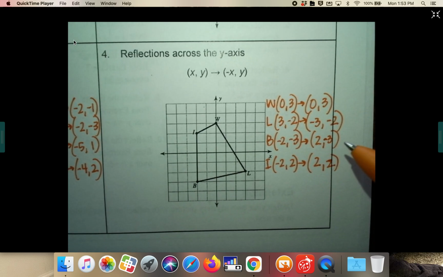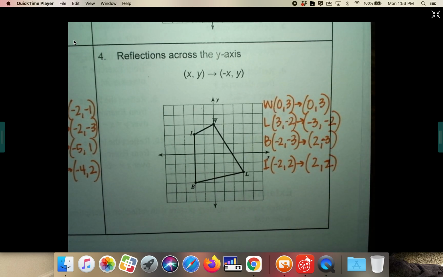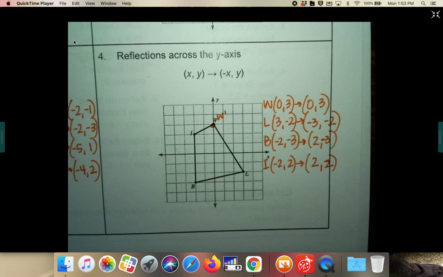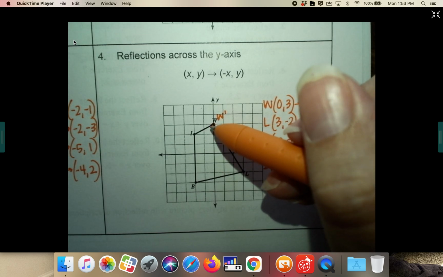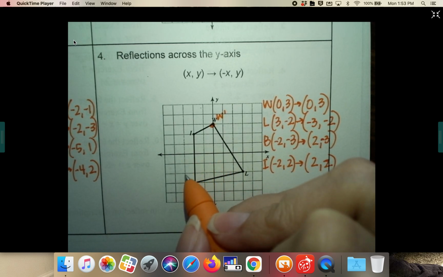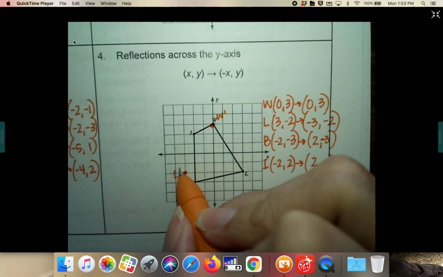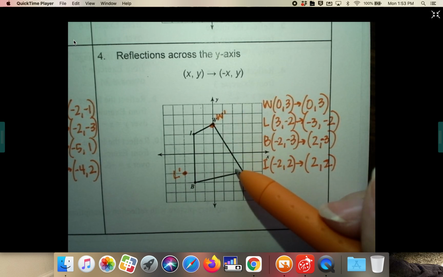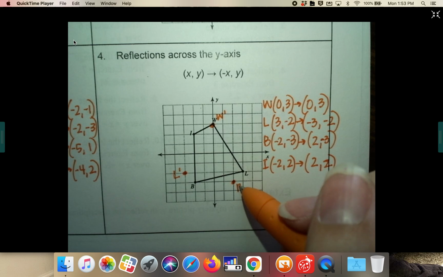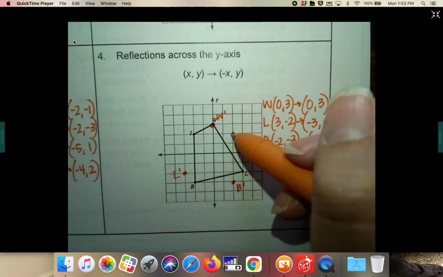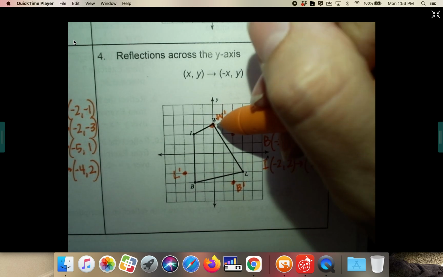Okay, so let's go ahead and plot these. So for W prime, it's 0, 3 again. W and W prime are going to stay where they both are. So I just added a dot to it, but it's going to stay right in the same spot. L is -3, -2. So that's going to flip over here and become L prime. B is 2, -3. So that's going to be B prime down here. And then I is 2, 2. And that would be I prime.